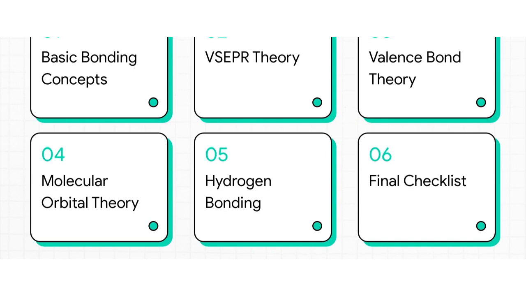Okay, so here's our game plan for today. We'll start with the basic funda of bonding, then figure out the 3D shapes of molecules with VSEPR. उसके बाद, we'll see the magic of hybridization with VBT and then jump into the more advanced molecular orbital theory. We'll also cover a special case, hydrogen bonding, and finally, we'll wrap it all up with a quick revision checklist for your exams. Ready? चलो, शुरू करते हैं.